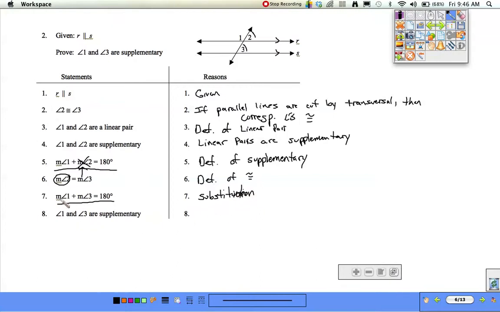And if I have a statement now that says the measure of 1 plus the measure of 3 equals 180, then that means angle 1 and angle 3 are supplementary by the definition of supplementary again. So I have proven that given only this set of parallel lines, that 1 and 3 must be supplementary because of the relationships that exist.